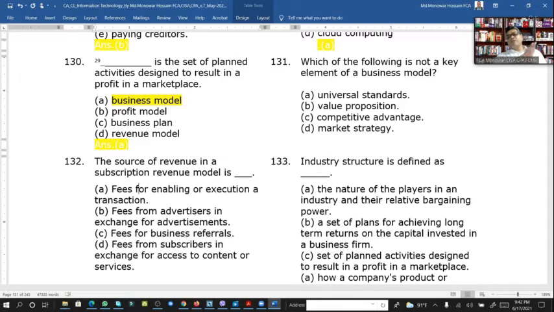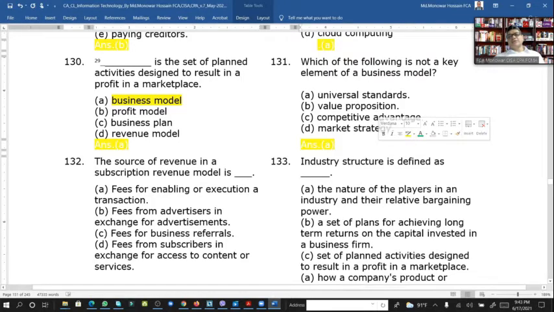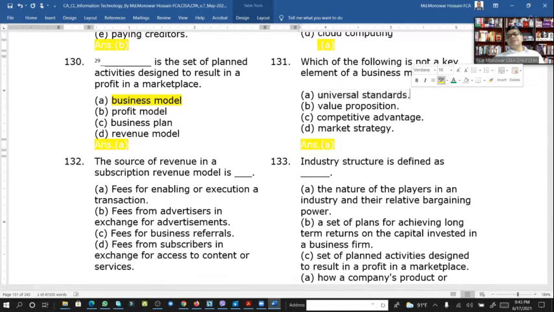Which of the following is not a key element of a business model? One item is not a key element, but the others are. So we have to find out the answer. Value proposition is a key item, competitive advantage is a key item, market strategy is a key item. So universal standard is not a key item for the business model. So the answer is A.